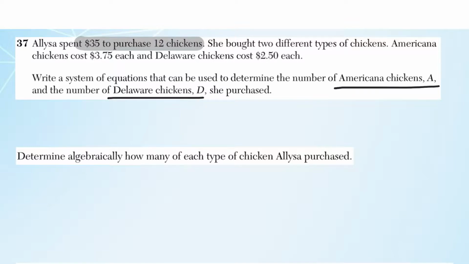So our first equation is simple. All we're going to do is add those two values together, which would be 12 chickens, because we're told she purchased a total of 12 chickens.